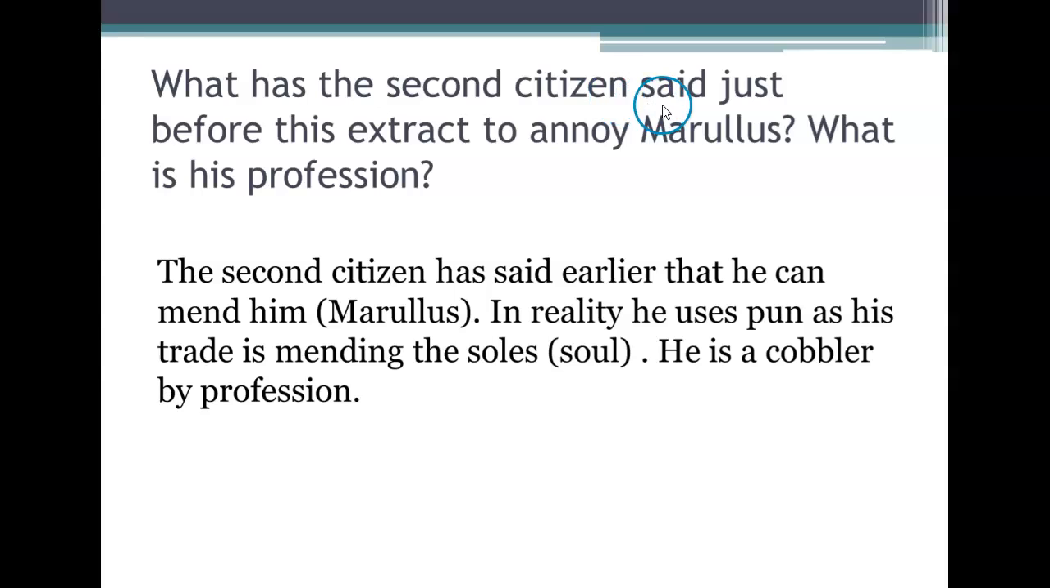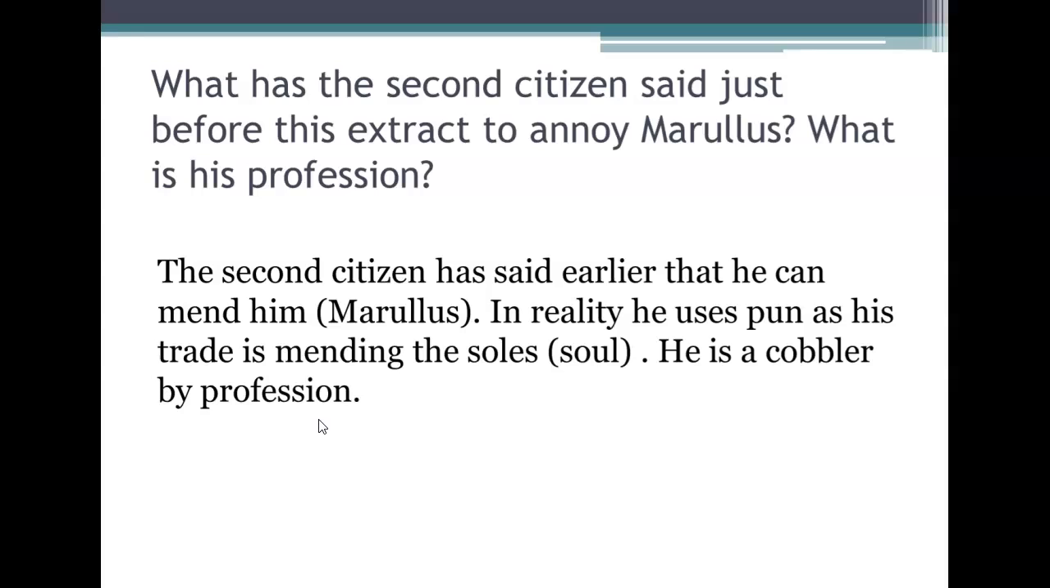What has the second citizen said just before this extract to annoy Marullus? What is his profession? The second citizen has said earlier that he can mend him, that is, Marullus. In reality, he uses a pun, as his trade is mending the soles. He is a cobbler by profession.